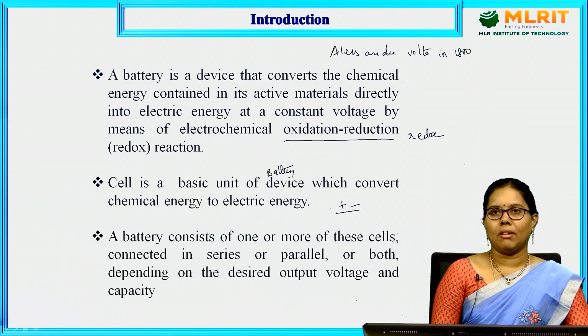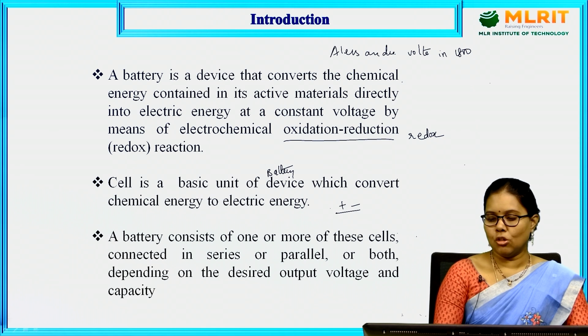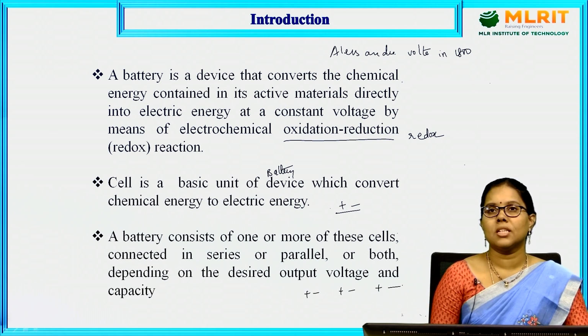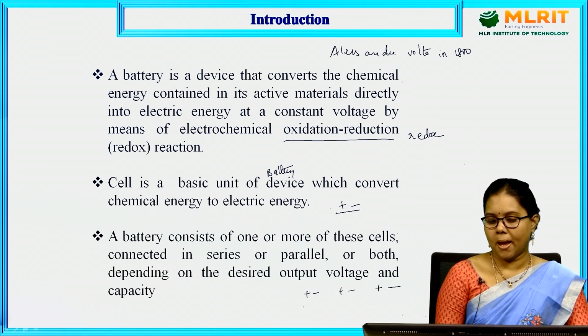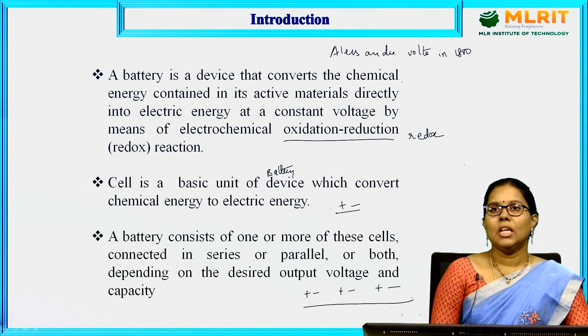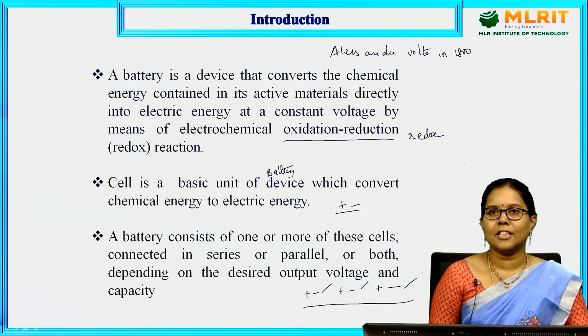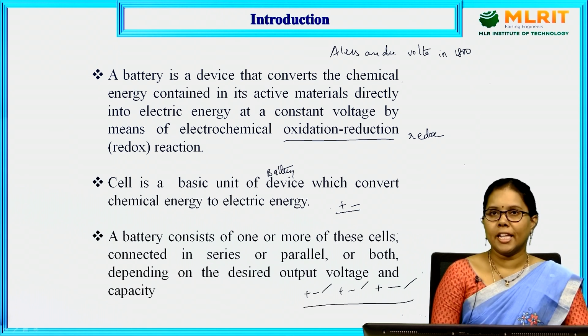What is meant by a battery? Difference between a cell and a battery. A battery consists of one or more of these cells connected in series or in parallel. So, if we connect more number of these cells either in series or in parallel, it is called a battery. Based upon the desired output voltage, we choose the number of cells. In each cell there is an electrochemical reaction, an oxidation reduction reaction that takes place.